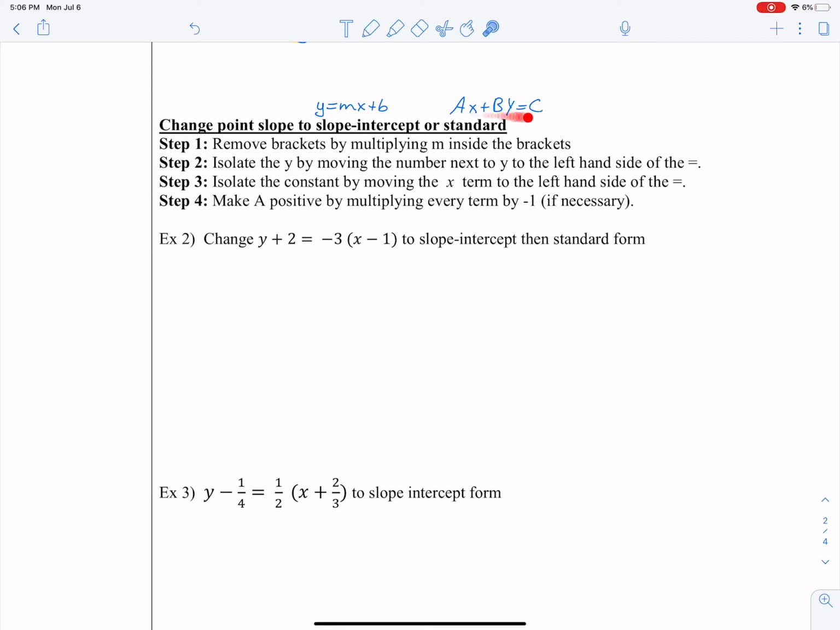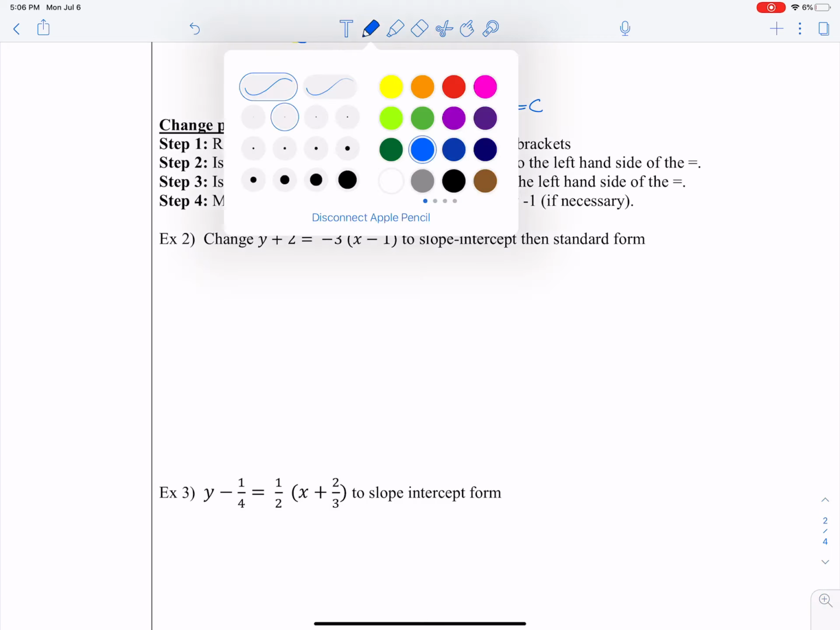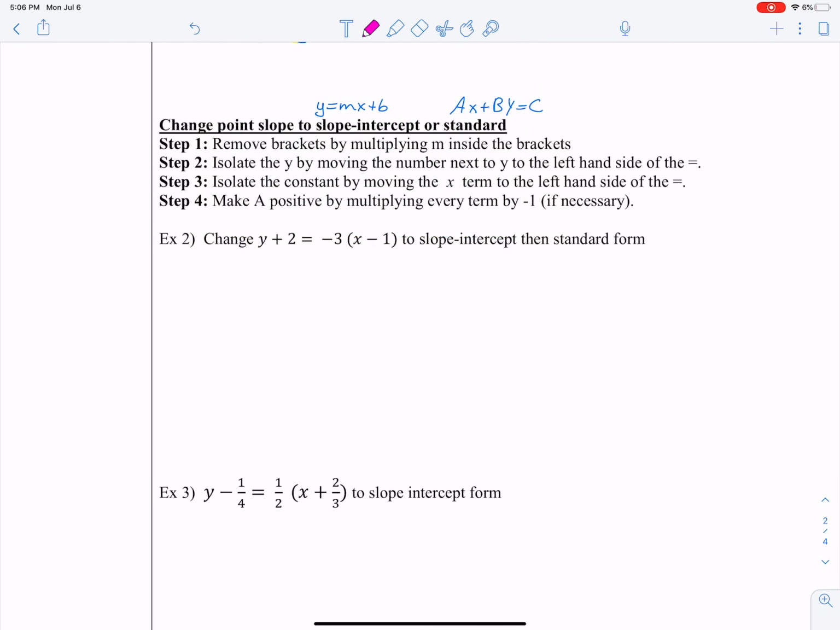So both of these, there's no brackets. So that's the first thing we want to get rid of, is the brackets. So to get rid of our brackets, we're going to take whatever's in front here. So in this case, it's a negative 3. And we're going to multiply it. Make sure you multiply it to both terms inside the bracket. So to the x and the negative 1.